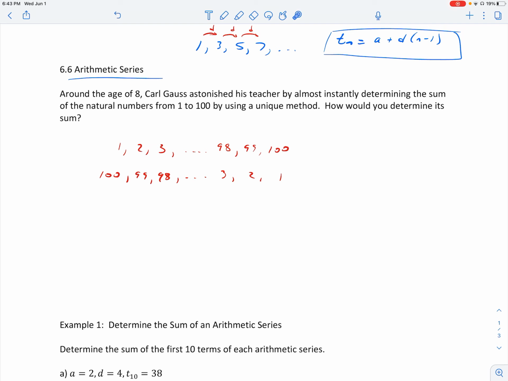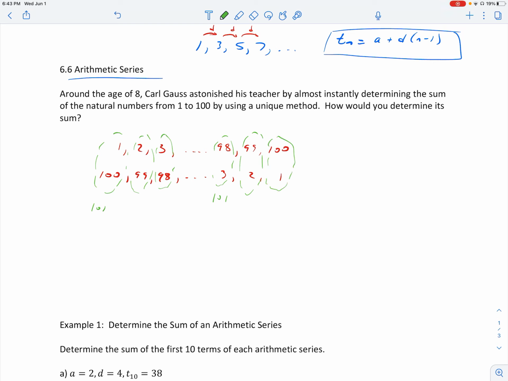If you look at these numbers, there's something special about this. If you look at this first pair, this second pair, and the third pair, they all add up to 101. Let's highlight this again in a different color. That adds up to 101. And same with this one, and same with this one. And all the way as we get towards the end, 98 and 3, also 101. You get the idea.